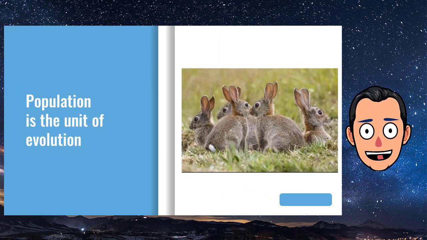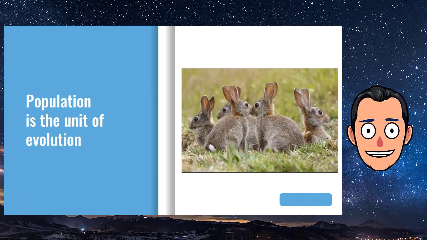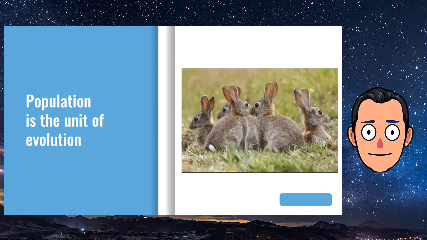Individuals do not evolve. Their genes do not change over time. The unit of evolution is the population. A population consists of organisms of the same species that live in the same area. In terms of evolution, the population is assumed to be a relatively closed group. This means that most mating takes place within the population.